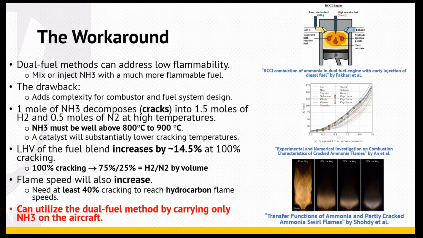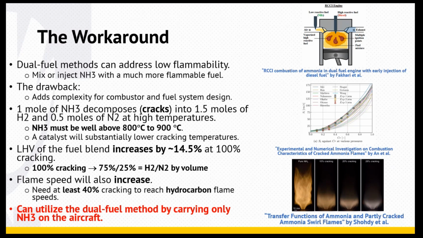So one of the things that ammonia can do that's pretty unique about it is that it can actually decompose into a hydrogen, nitrogen, ammonia blend if you heat it up to well above 800 to 900 C. Now, with a catalyst, those temperatures can be substantially lowered by a few hundred degrees. And whenever you crack this ammonia fuel and produce that hydrogen, the flammability of your mixture goes up significantly. The lower heating value of the fuel increases by about 14.5% at 100% cracking, which is just hydrogen and nitrogen. And also your flame speed increases.